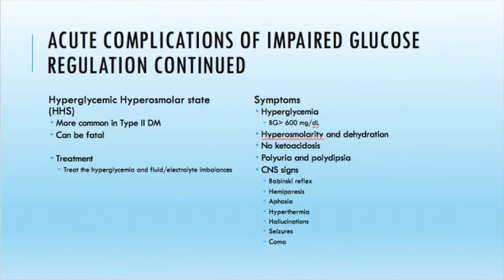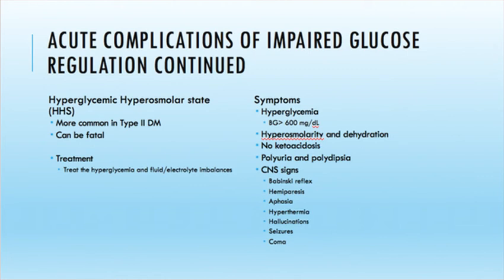So the second acute complication is the hyperglycemic hyperosmolar state, or HHS. With this one, water is pulled out of body cells, including the brain cells, so you're going to see dehydration. It is a lot more common in type 2 diabetes, and it can be fatal. Right, so they're going to treat it basically the same way they treat ketoacidosis. They want to fix the fluid and electrolyte imbalances and treat the hyperglycemia.